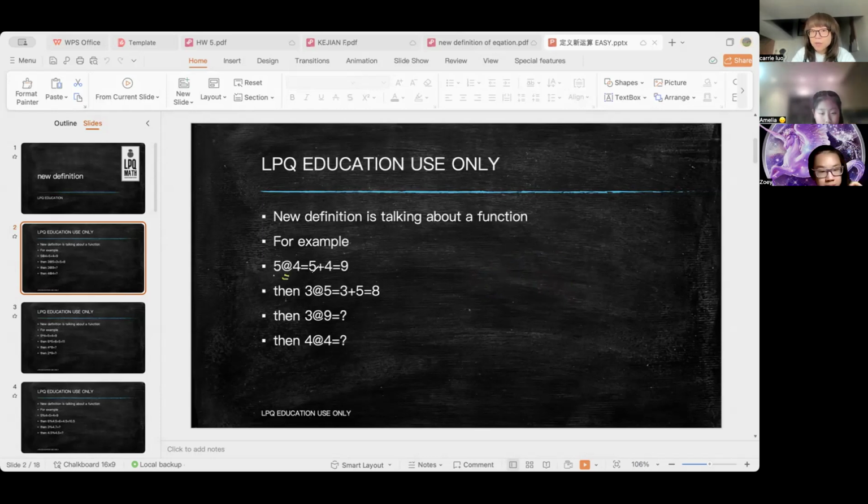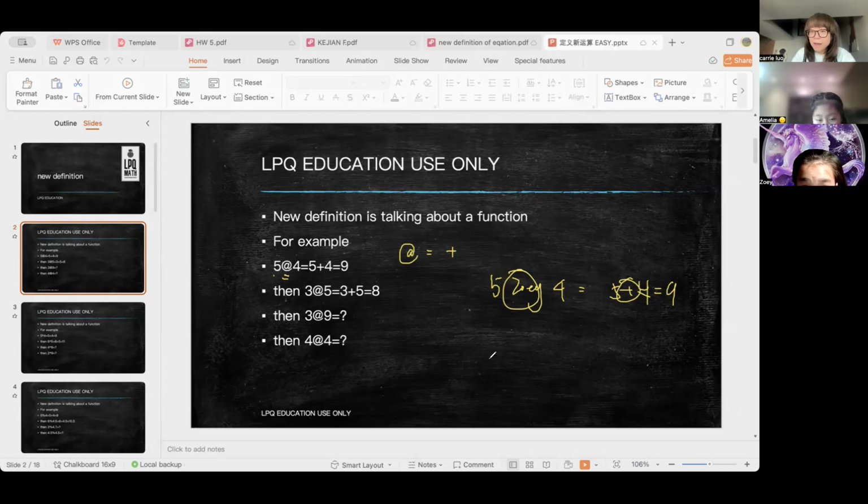5 at 4 equals 5 plus 4 equals 9. So what does it mean? For this equation, at equals plus. Get it, Zoe? So today, if I said 5 Zoe 4 equals 5 plus 4 equals 9, which one represents which one? Zoe represents plus. Get it, Amelia?